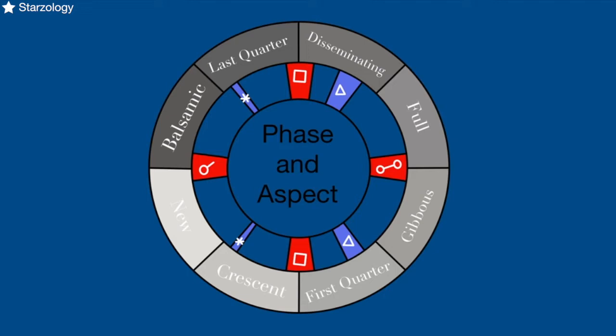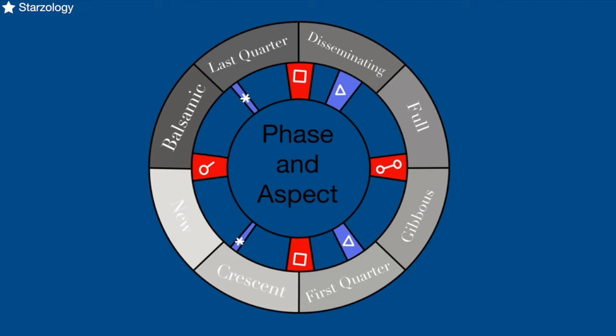So the conjunction, opposition and squares are in red. They have an orb of 8 degrees, and you can quite clearly see that they cross over phase boundaries. So you could have a sun-moon conjunction in the balsamic phase or a sun-moon conjunction in the new moon phase, and so on. Then we look at the trines, which are in blue, and the sextiles. So the trines have an orb of 8 degrees and the sextiles have an orb of 4 degrees.